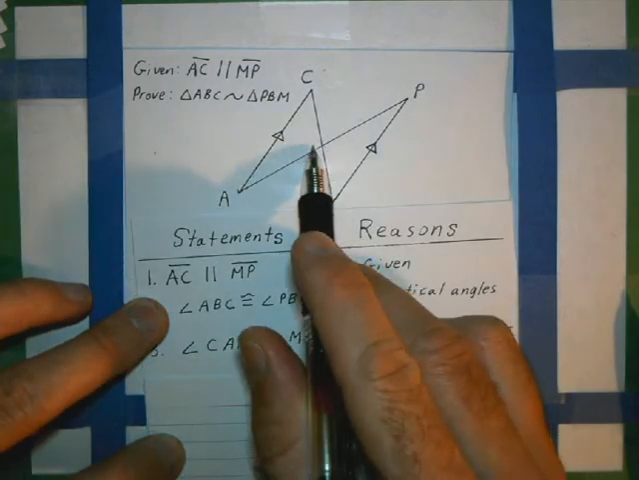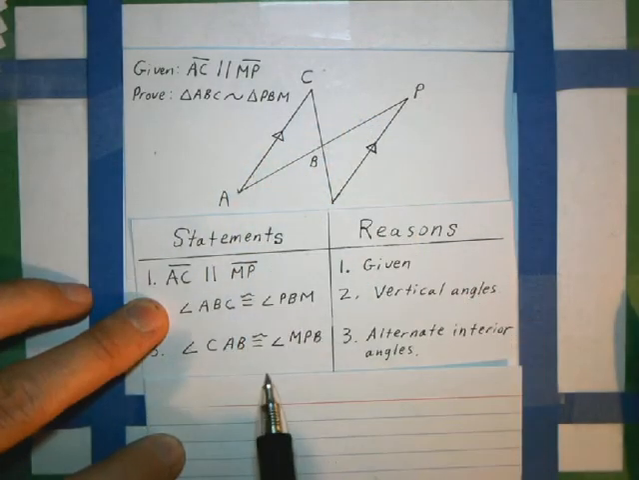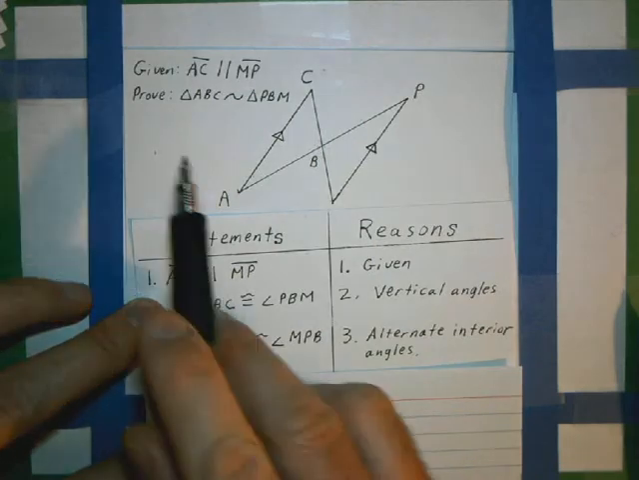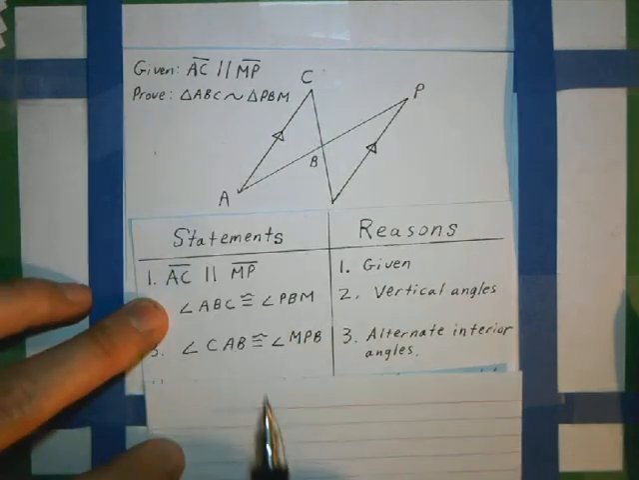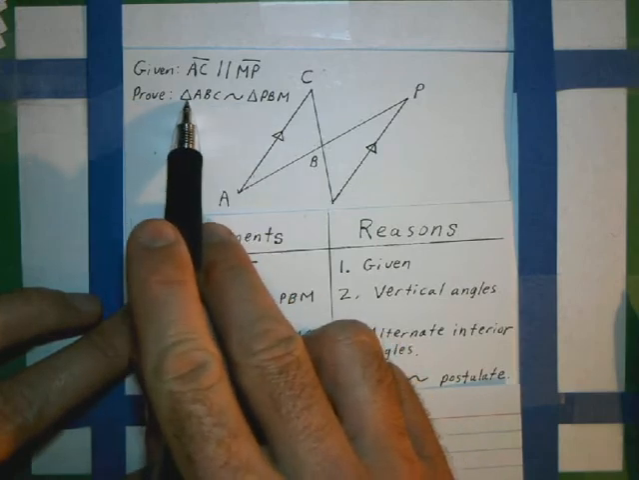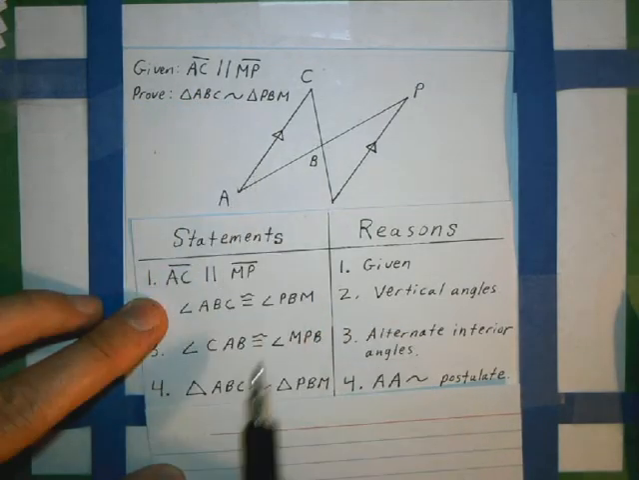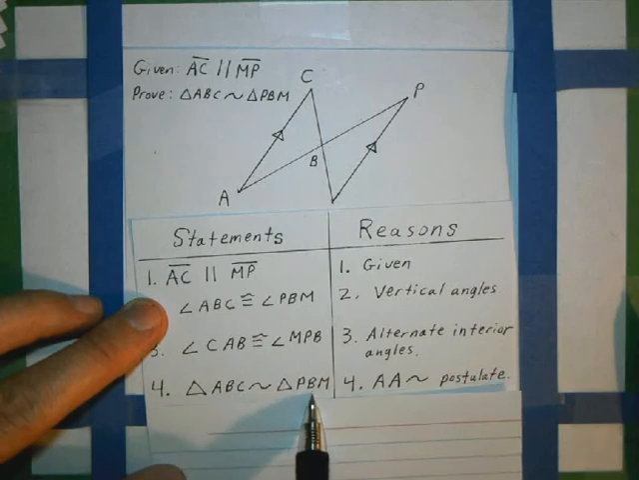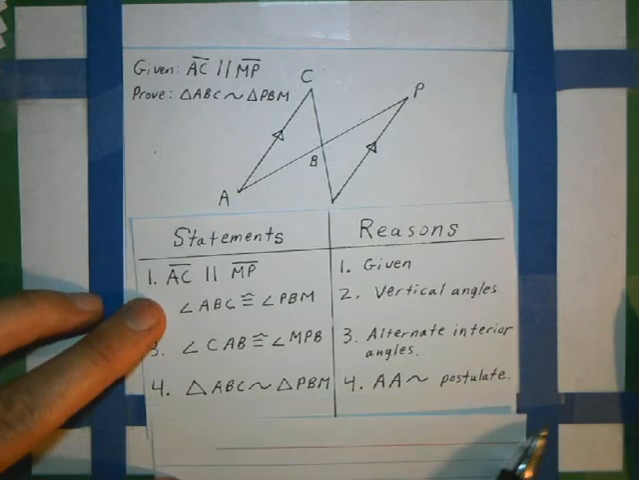Now we've got two sets of congruent angles, so we can say that they are similar. So all we do is we say what we were trying to prove. We say triangle ABC is similar to triangle PBM, because of the angle-angle similarity postulate. That's all for proofs.